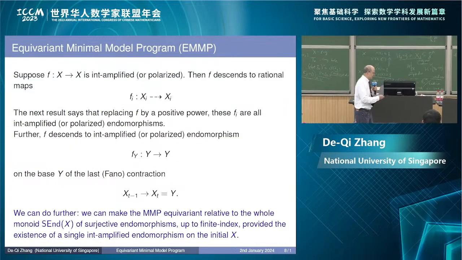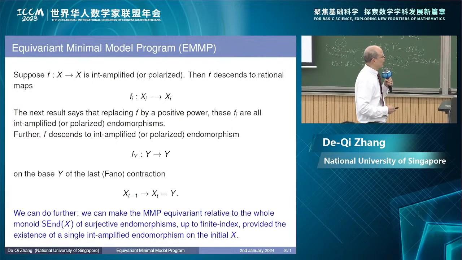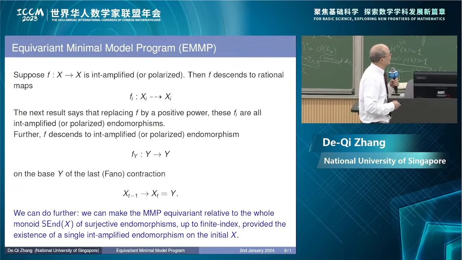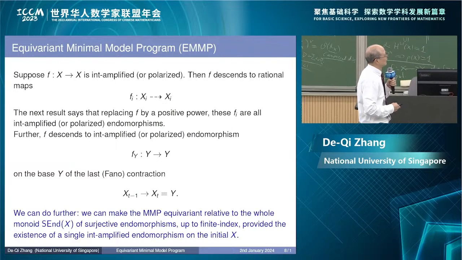So far you see you don't have the symmetry. We have just the pure minimal model program. Now here we have symmetry. So we have an endomorphism F. It's surjective. We assume it's int-amplified. You just assume it's endomorphic, that it's too weak. So we assume it's int-amplified.